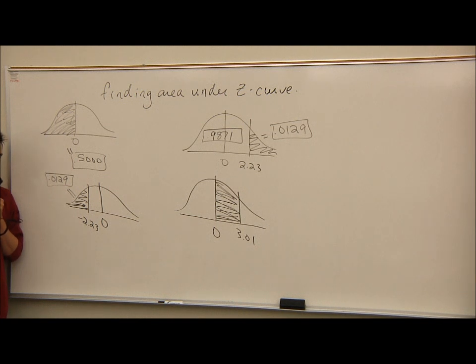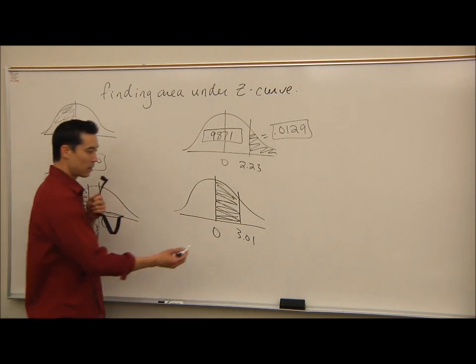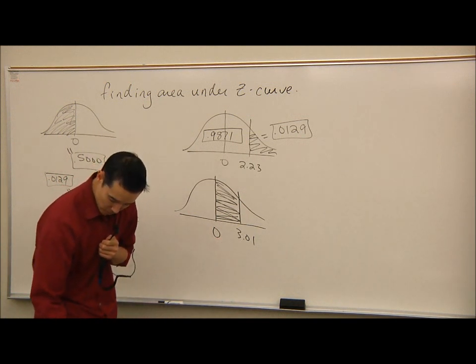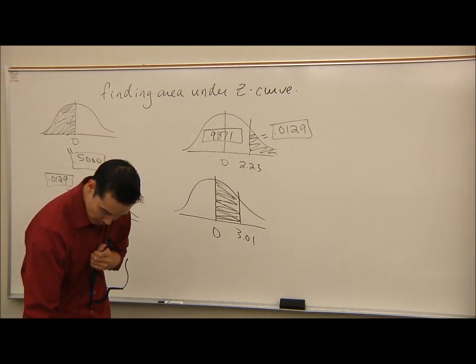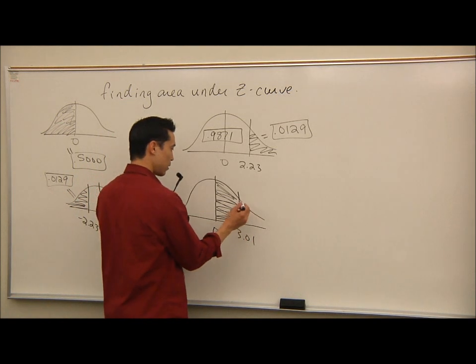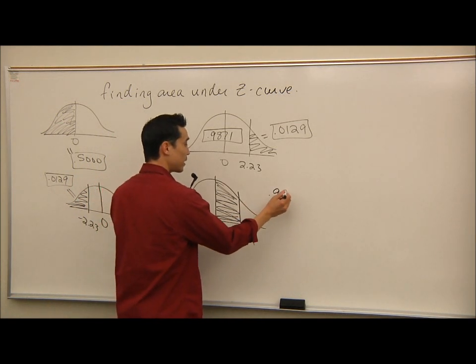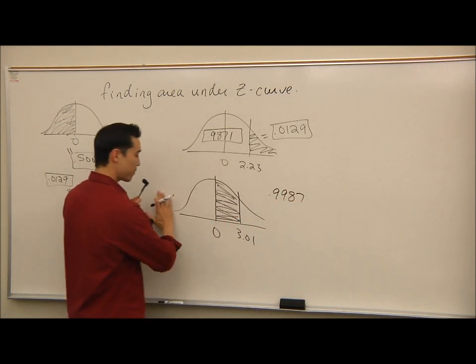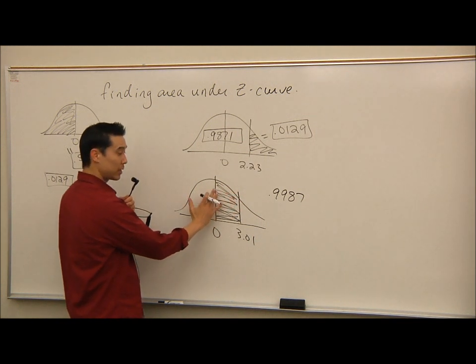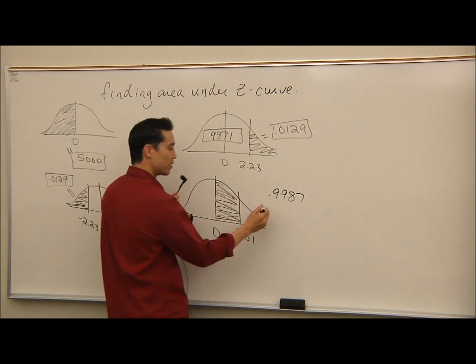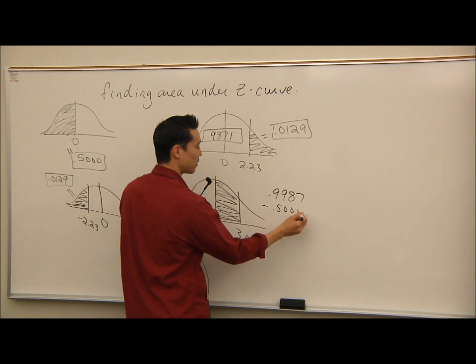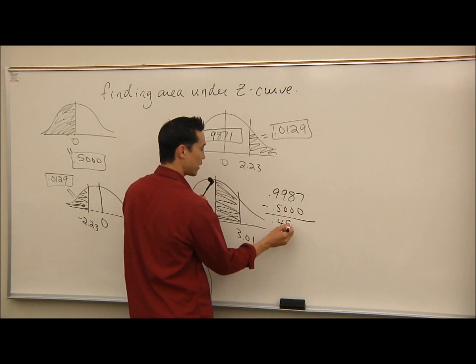And how did you get that? Find it for 3.01 and subtract the half. Right, subtract 0.5, right? Okay, so great. So hopefully you looked up 3.01, which is .9987. So we have 0.9987, but that's for everything up to 3.01, and I need to subtract off this half, right? So minus 0.5, and you get .4987.